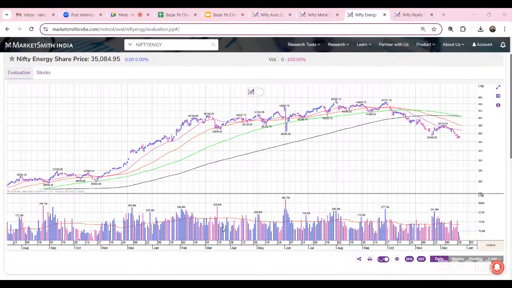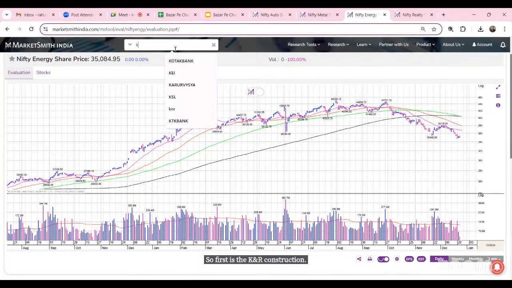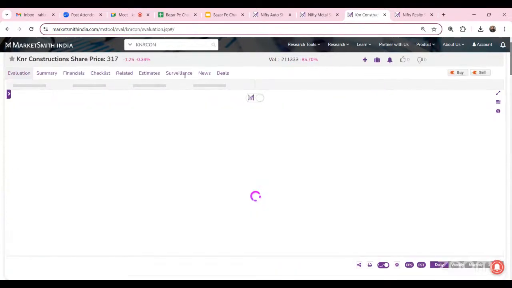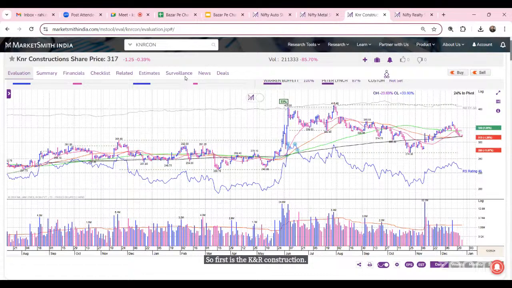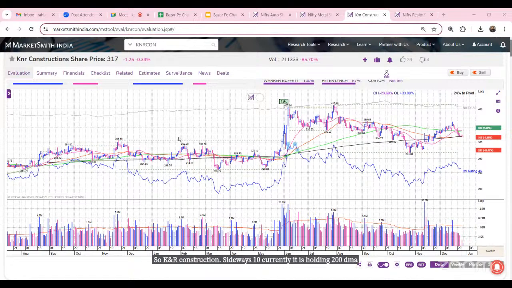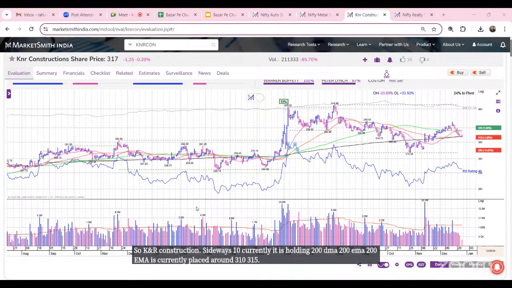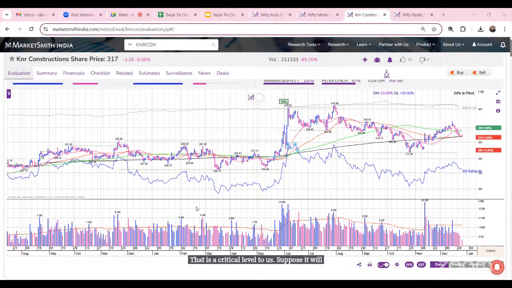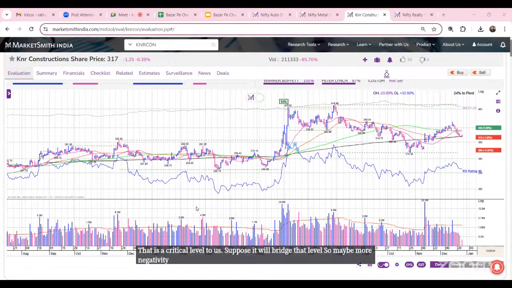So first is KNR Construction. Sideways trend. Currently, it is holding the 200 EMA. The 200 EMA is currently placed around 310, 315. That is a critical level for us. Suppose it breaches that level, maybe more negativity will happen. In the last couple of weeks, a sharp fall happened in this particular stock. So the 200 EMA placed around 310 is at a critical level.